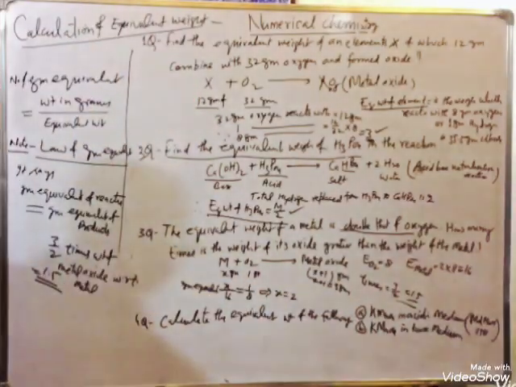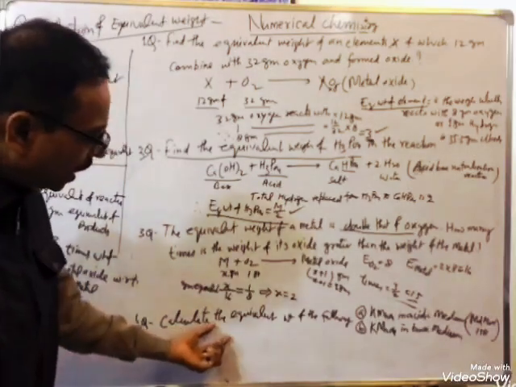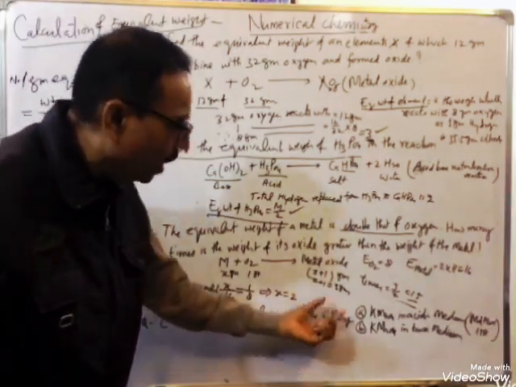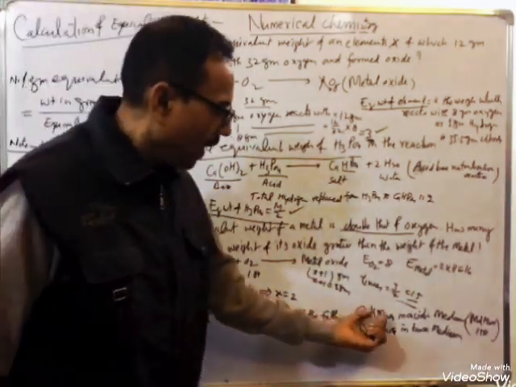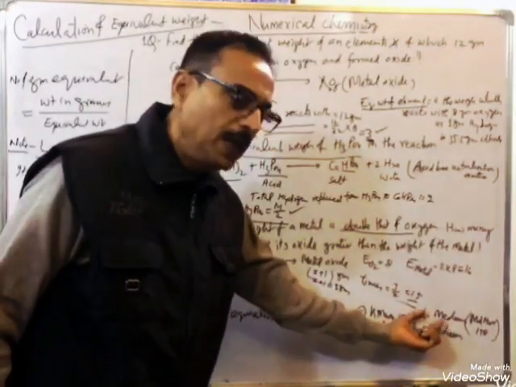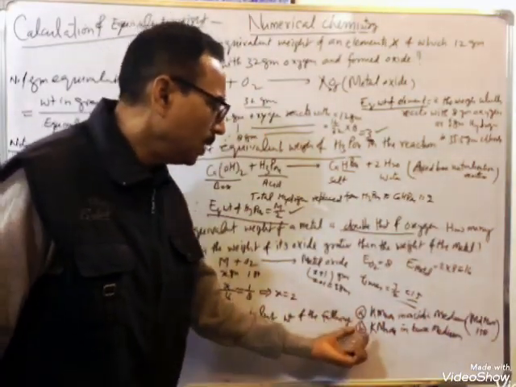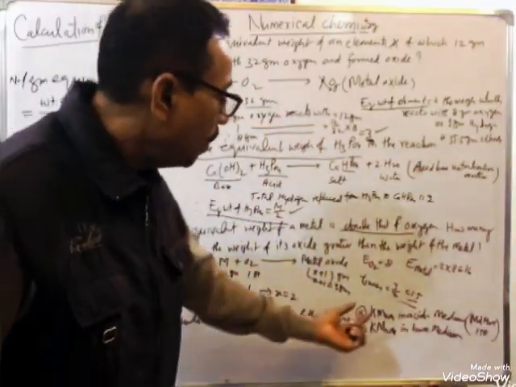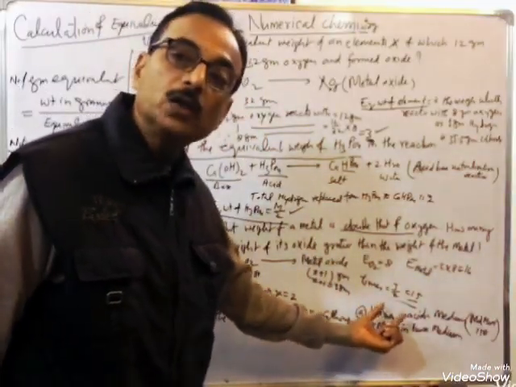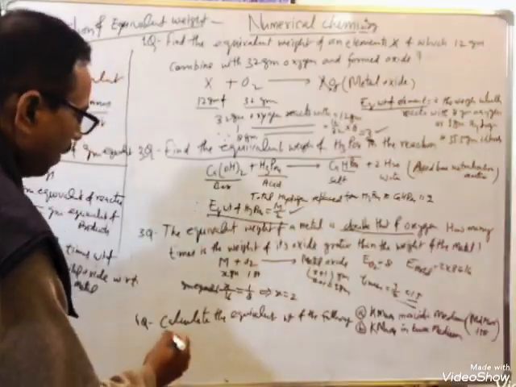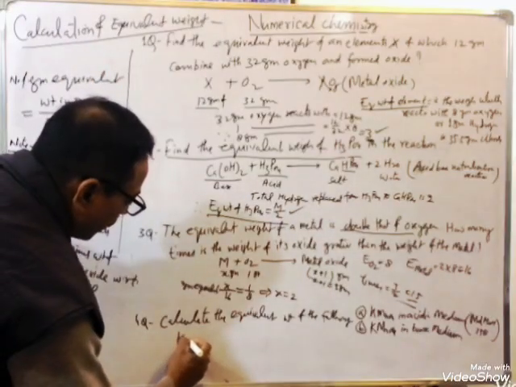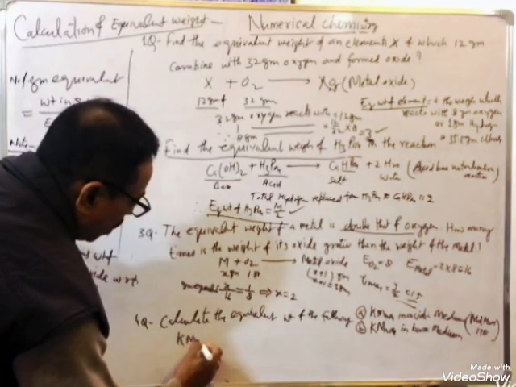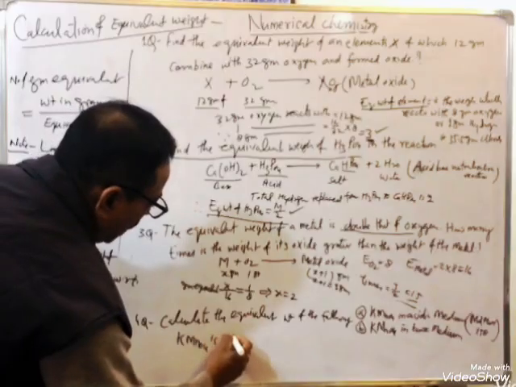So the question is, calculate the equivalent weight of the following: first, KMnO4 in acidic medium; second, KMnO4 in basic medium. KMnO4 is an oxidizing agent.